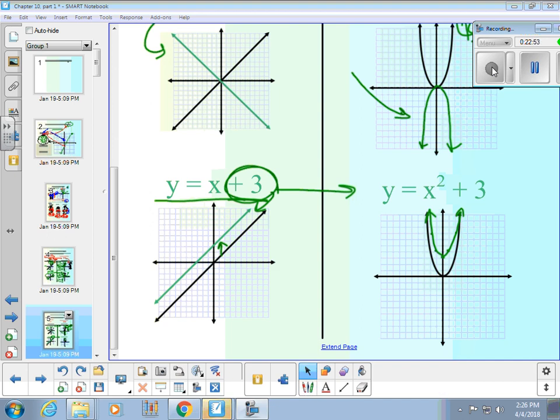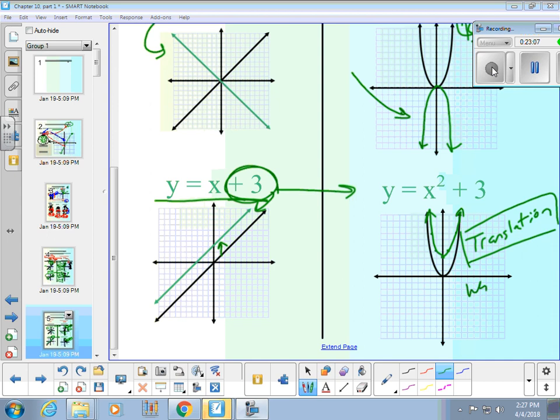Guess what? If it was x squared minus something, it'd be down that many spots from it. So this is just a, as we've called it in the past, a translation. And it's just when c is anything but 0. Then we know the graph is going to move up or down some direction, some amount.